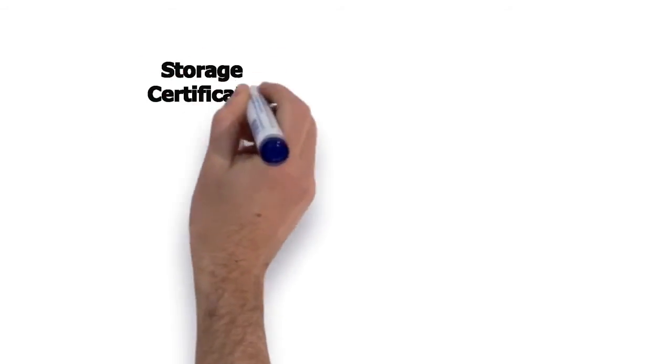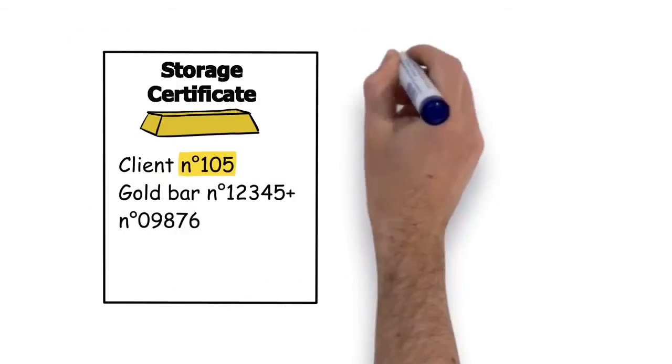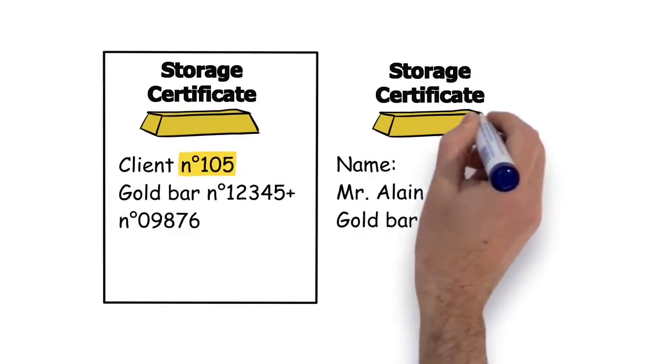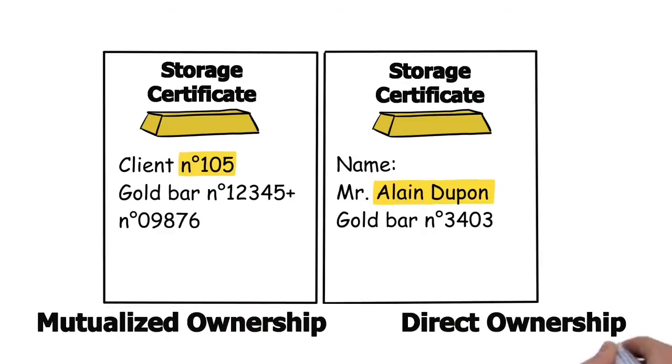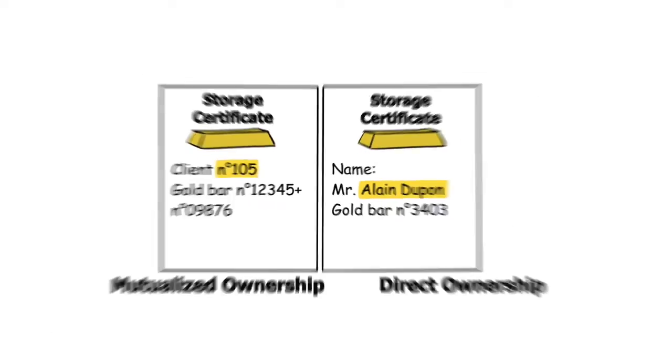In one case, the storage certificate is global and not personally assigned, and in the other it is unique, personal, and it shows the exact identity of the client and the serial numbers of the bars he owns, which constitutes a full name ownership certificate.